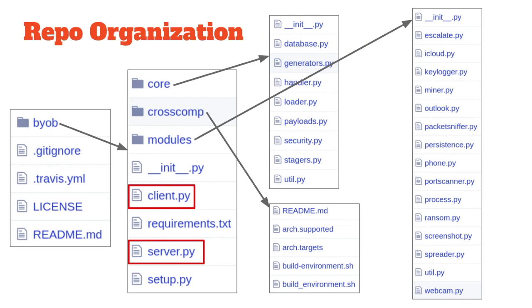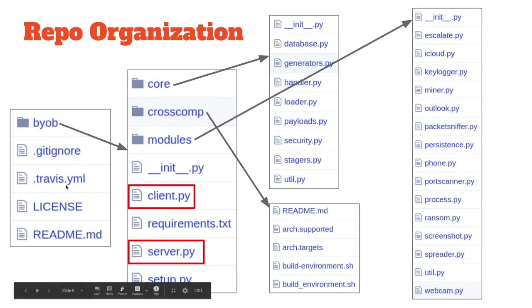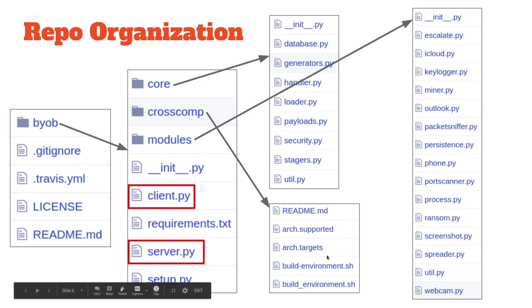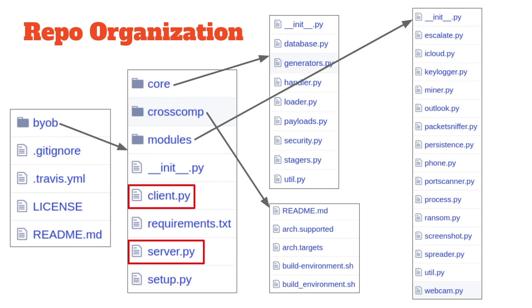So the organization of the code repo, standard stuff, like there's the licenses and the README files, but then there's BYOB, and in there, there's a couple of folders. Core is just all the base behaviors and capabilities. There's CrossComp, which is a little directory that's mostly meant to help you build the executable for different environments like OS X and Linux and Windows.